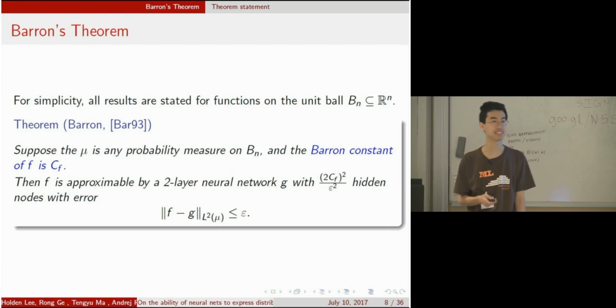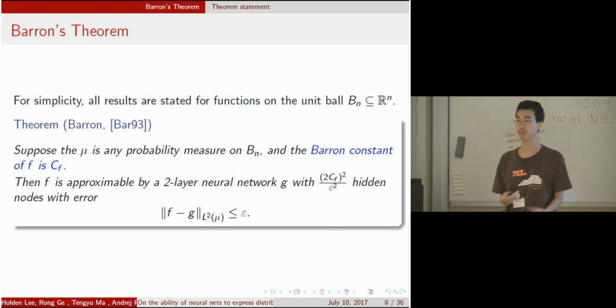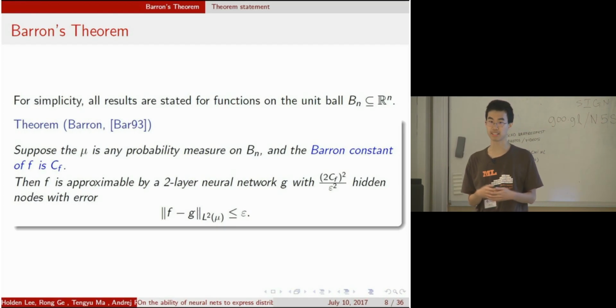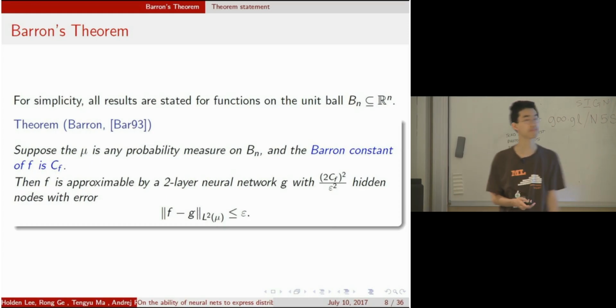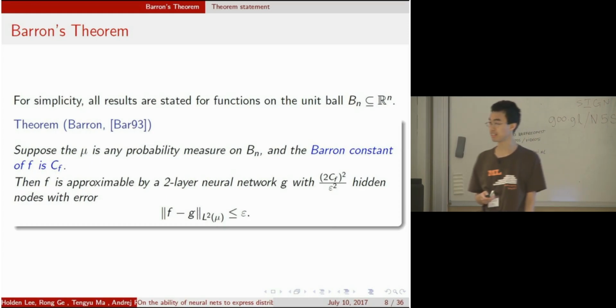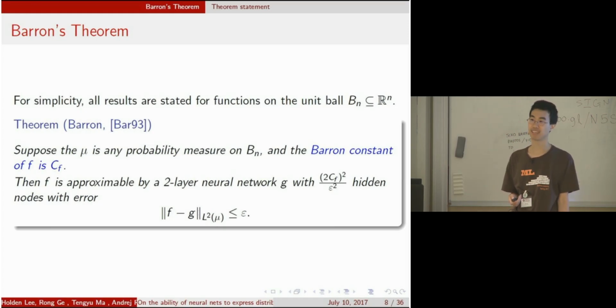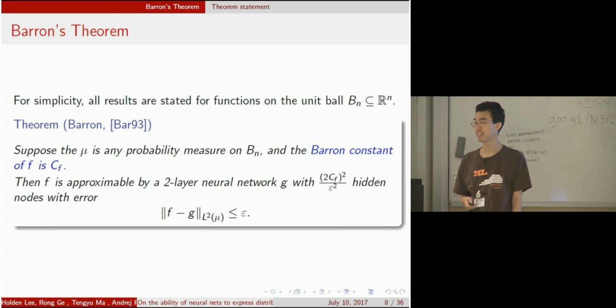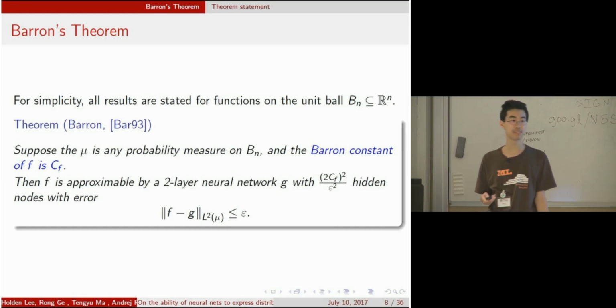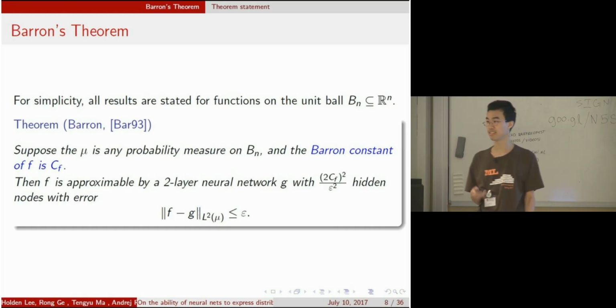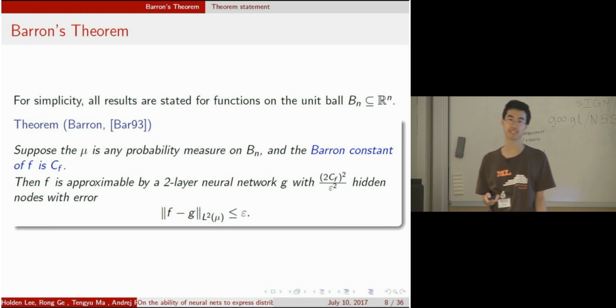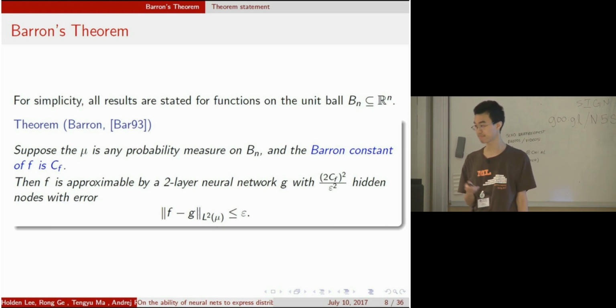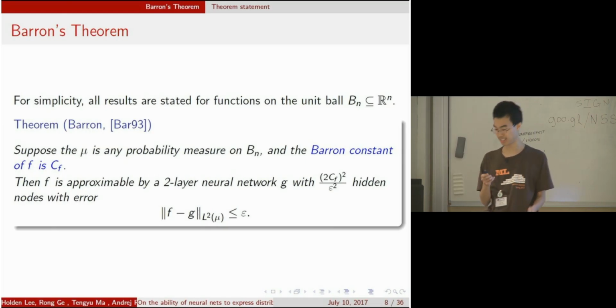Okay, Barron's theorem says the following. I'll restrict to the unit ball, even though the results can be stated more generally for other bounded sets. So suppose mu is any probability measure on the unit ball in n dimensions, and the Barron constant of f is c sub f. Then f is approximable by a 2-layer neural network with on the order of c_f squared over epsilon squared hidden nodes in L2 error epsilon. Okay, so I will need to tell you what the Barron constant means.